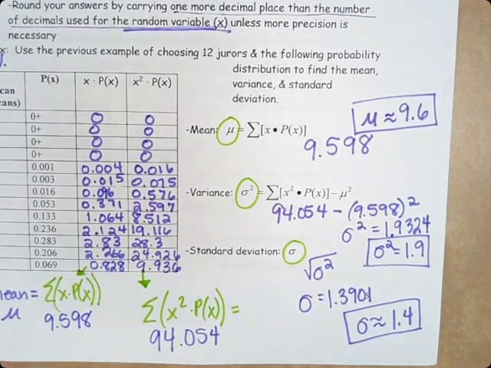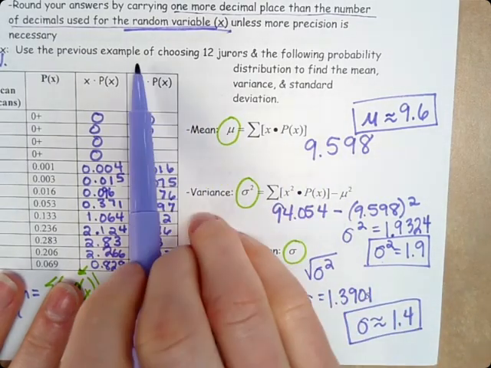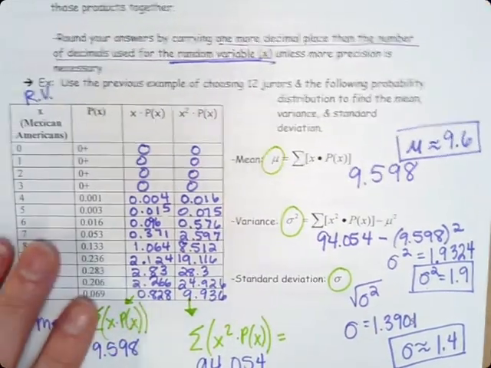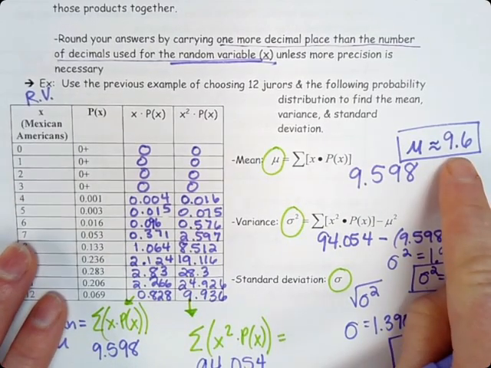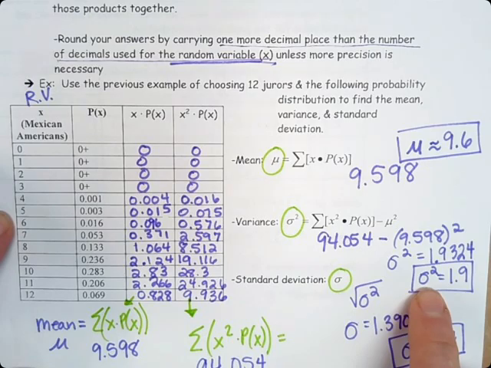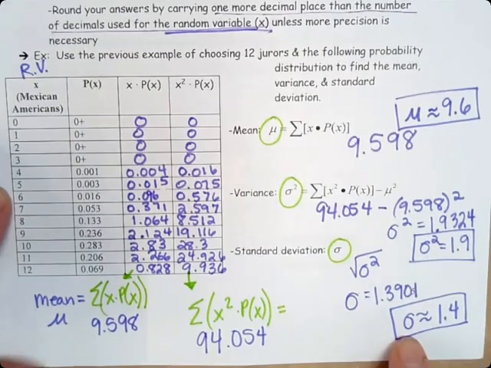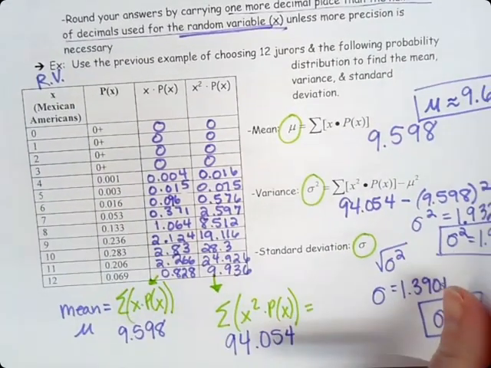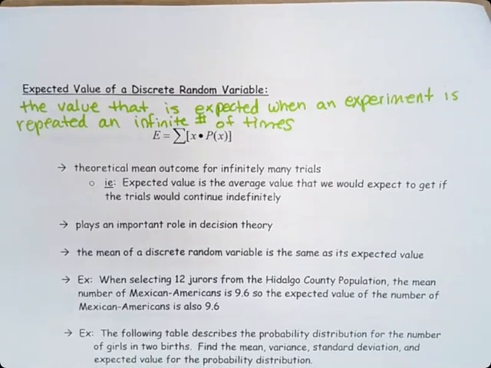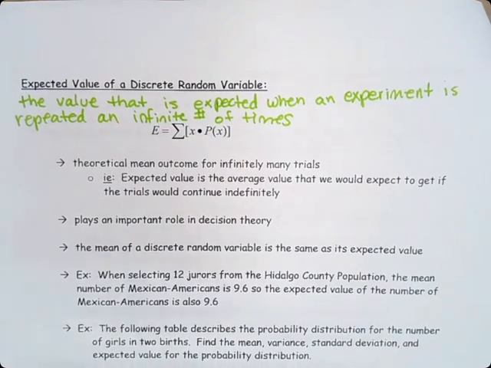So in the context of this problem, the mean number of jurors that are selected will be 9.6 that are Mexican American. And then we have the variance of 1.9, standard deviation 1.4. Expected value of the discrete random variable. I already wrote the definition down, so you can go ahead and copy that down.